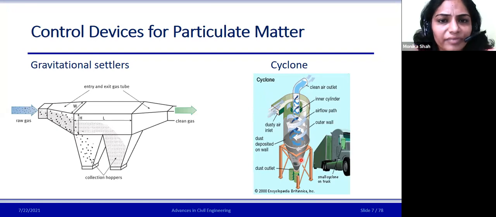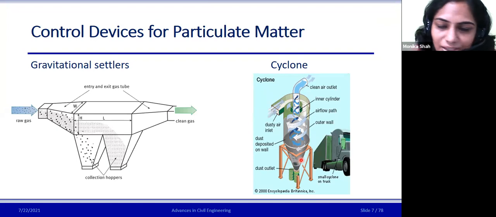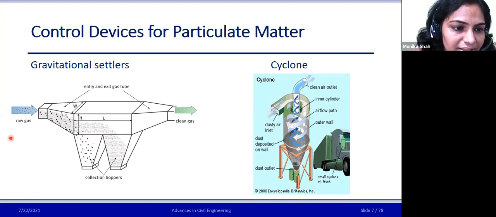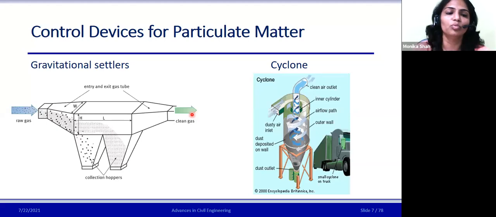There are a few devices already available in the market. The very first and very old one is the gravitational settler. In this gravitational settler, you could see that the raw gas or air is going to enter the unit. Over here, it enters with pressure so that the heavier particles are going to be settled in this collection hopper, and the clean gas is going to move out.